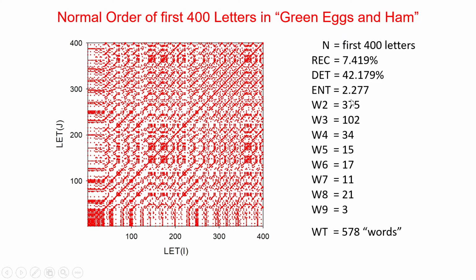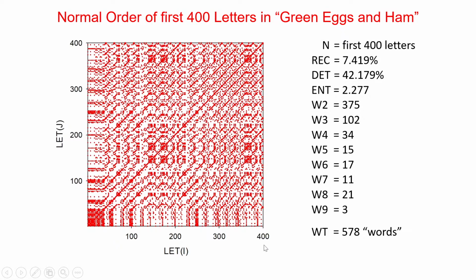I won't go into the detail. It's a measure of complexity. We say it's 2.277 bits per bin. How many words are 2 units long? 375. How many words are 3 letters long? 102. How many are 4 long? 34, and so forth. And we have 578 total words when you add all those up.